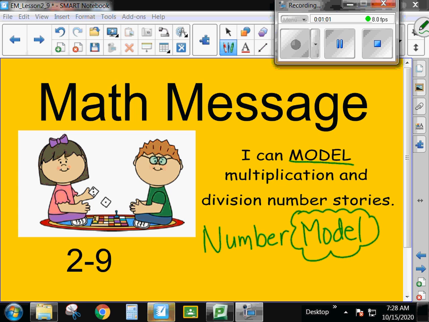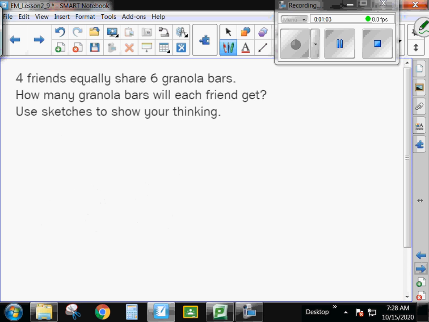All right, so I want you to go ahead and on your paper draw a picture of what's going on here. Remember, just a simple math picture, nothing fancy. It says that 4 friends equally share 6 granola bars. How many granola bars will each friend get? So use sketches to show your thinking. Go ahead and pause the video and draw a picture of what you see in your head.